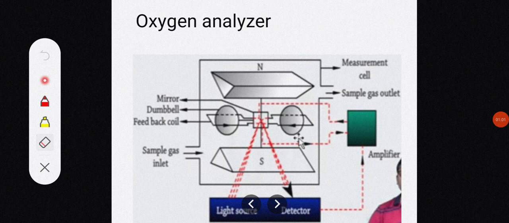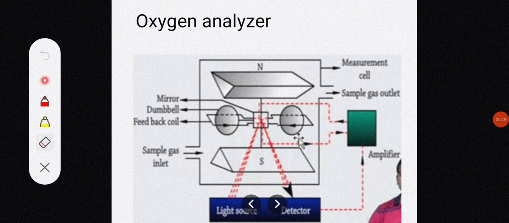So here this is the paramagnetic oxygen analyzer. Basically we have various oxygen analyzers, like the electrochemical oxygen analyzer, the paramagnetic oxygen analyzer, various types. Here I will be discussing the paramagnetic oxygen analyzer, which is going to analyze the concentration of oxygen in the gas sample.